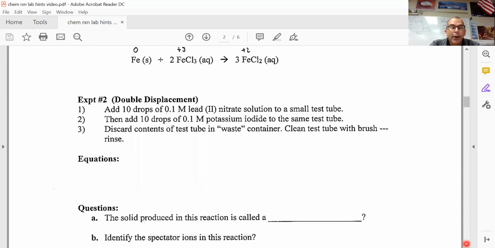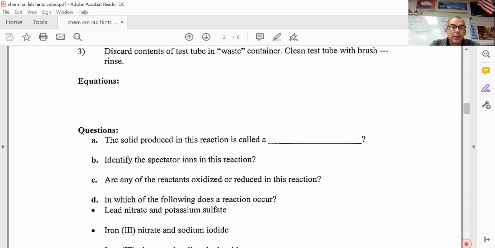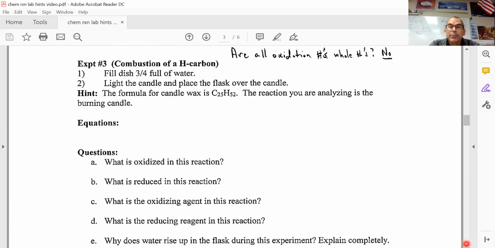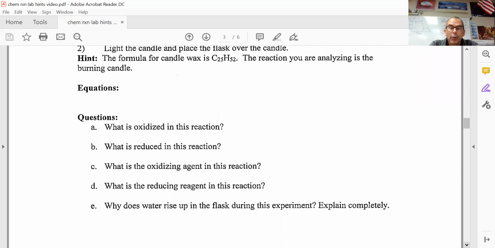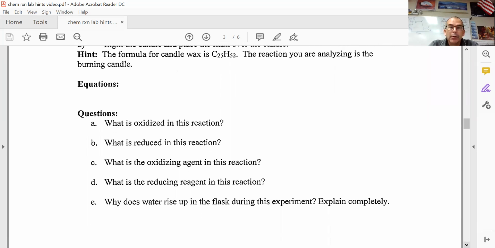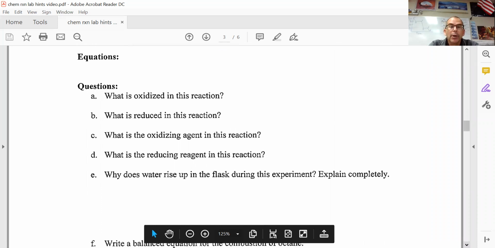Experiment number 2, I don't think I need to give any hints. I hope you all enjoyed precipitating in this reaction. Okay, experiment number 3, I don't know if you can see this up here. Are all oxidation numbers whole numbers? No. So, if you're trying to get a whole number for carbon, you're not going to get it. You might get some weird fractions with your oxidation numbers. Ultimately, things should balance out when you do your equations, to make this a neutral substance.